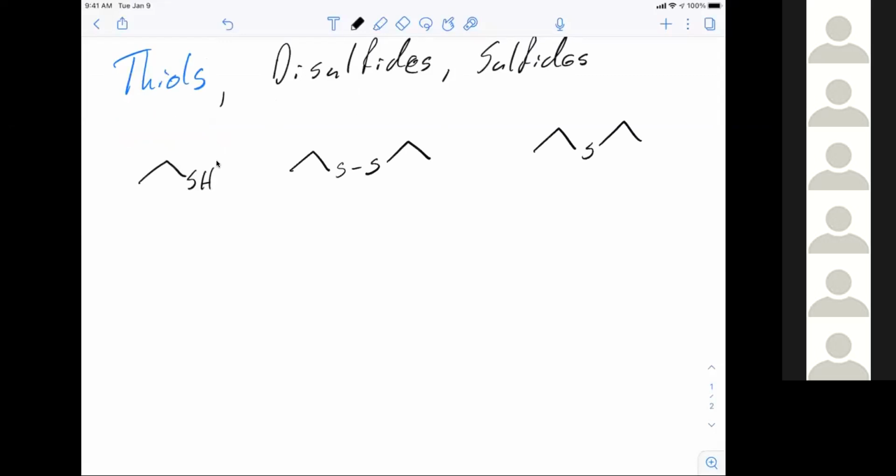this, the thiol is the sulfur version of an alcohol, right? The sulfide is the sulfur version of an ether. And then the disulfide is our peroxide. So kind of think about that as equivalents.